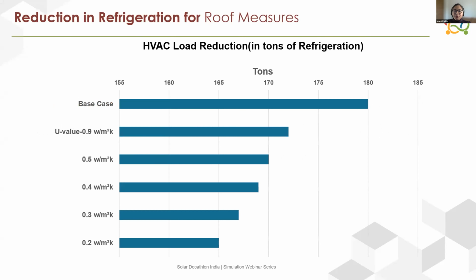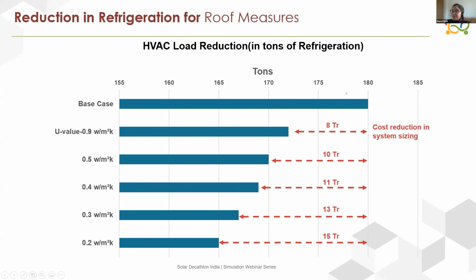Here is the example. In this graph, the y-axis shows the roof ECMs, again the same measures which we have seen earlier, and on the x-axis we see the tonnage of refrigeration which would be required for each of these measures. You can see that for the base case without any insulation, you would require 180 tons of refrigeration. However, when we have insulation and achieve a U value of 0.9 for the roof, we can get savings of 8 TR. However, for the case with U value of insulation 0.2, we can get that system sizing reduction by almost 15 TR.